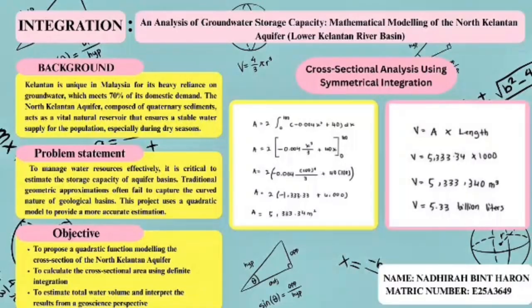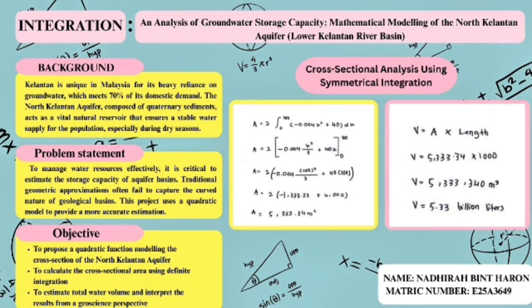Thank you. My name is Nadira Binti Harun with metric number E25A3649. Today I will be presenting my project titled Integration, which is an analysis of groundwater storage capacity, mathematical modeling of the North Kelantan aquifer.